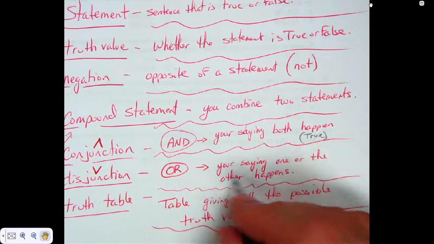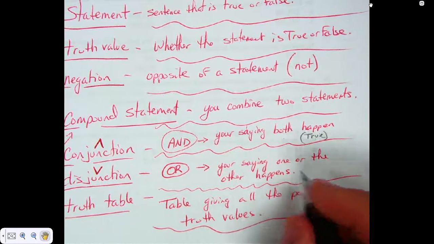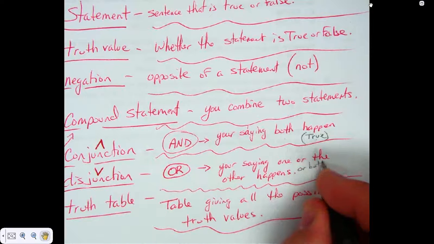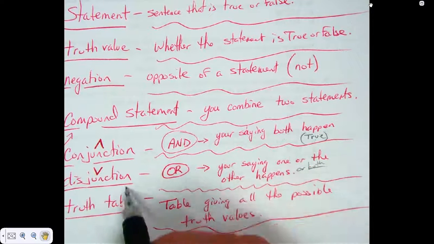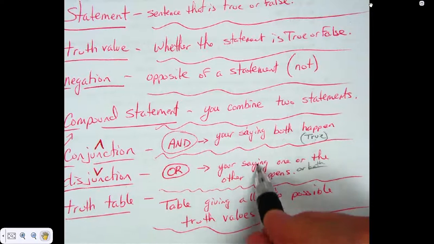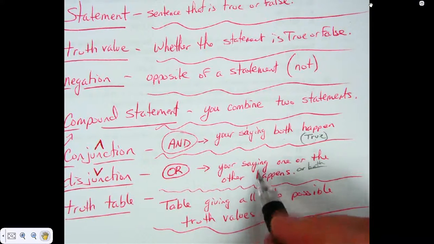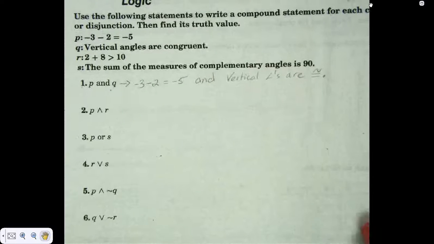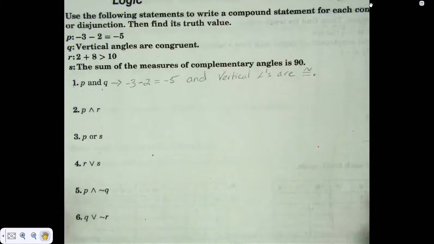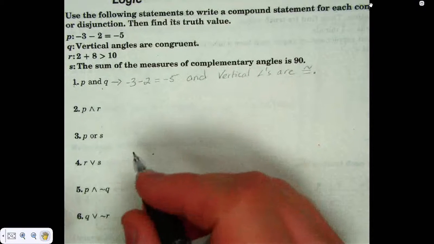You're saying one or the other, or both happen. But for a disjunction to be true, only one of the two has to be true. So this is where truth value can get somewhat confusing. You have to break it down like this.